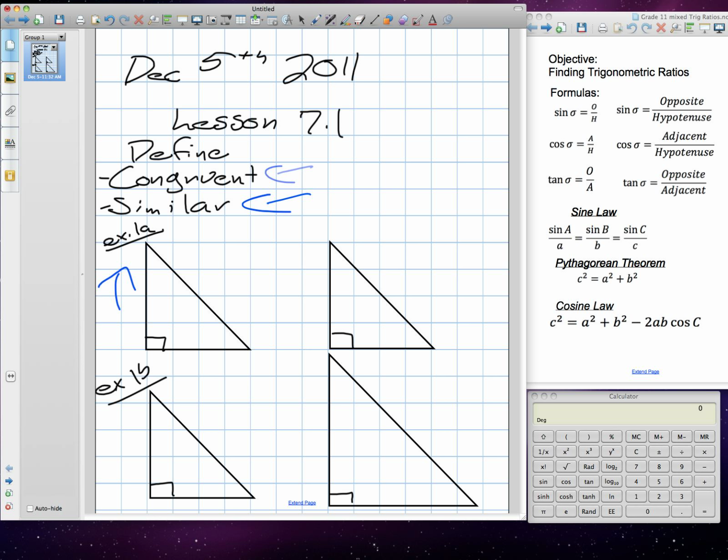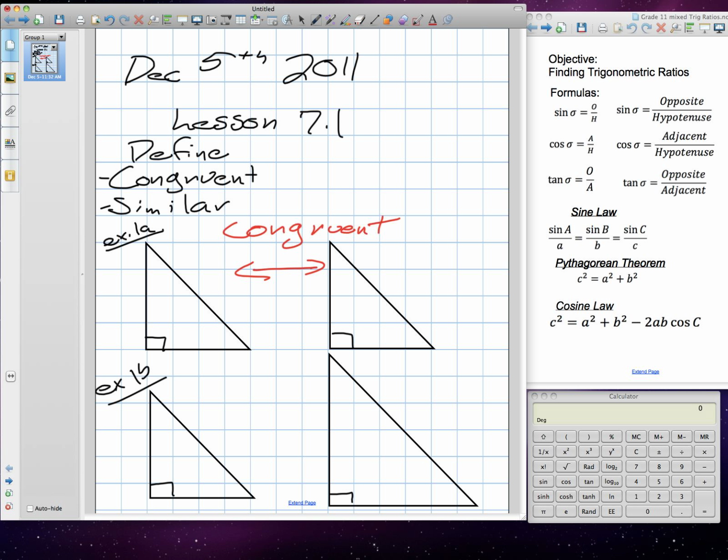I have two triangles. I need to know if they are congruent or similar. Does anyone know the definition of congruent? What is it? Okay. Are these two identical in size and shape? Yeah, that's right. So, very simply, those are congruent triangles.